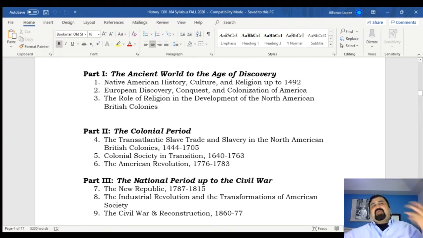So the lectures are not just random. They're very, very organized around themes. They're thematic, in other words. And there's going to be 9 themes, 9 historical topics that will be covered across the semester. So you'll see that they're also organized numerically. That is to say, you're going to see number 1, for example, Native American history, culture, and religion, up to 1492. That's the first theme, the first topic of the semester, okay?